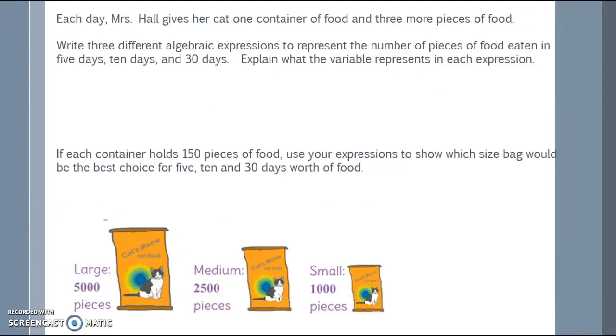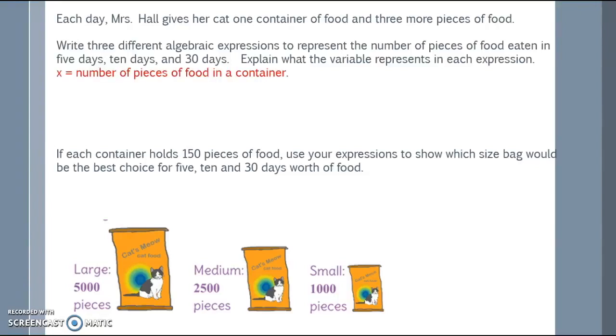Each day, Mrs. Hall gives her cat 1 container of food and 3 more pieces of food. Write 3 different algebraic expressions to represent the number of pieces of food eaten in 5 days, 10 days, and in 30 days. And explain what the variable represents in each expression.